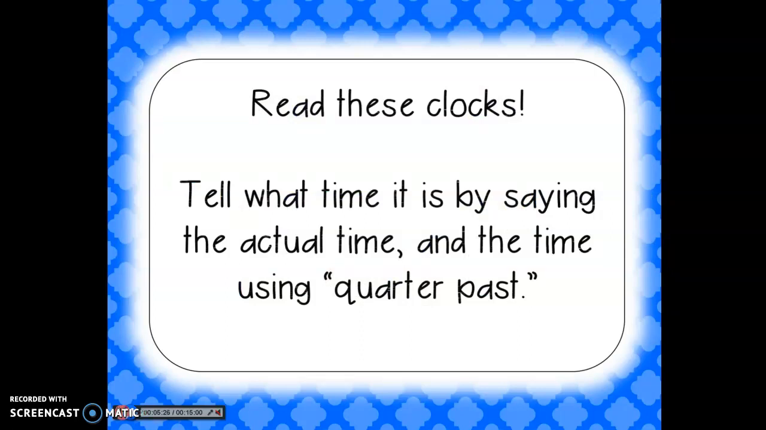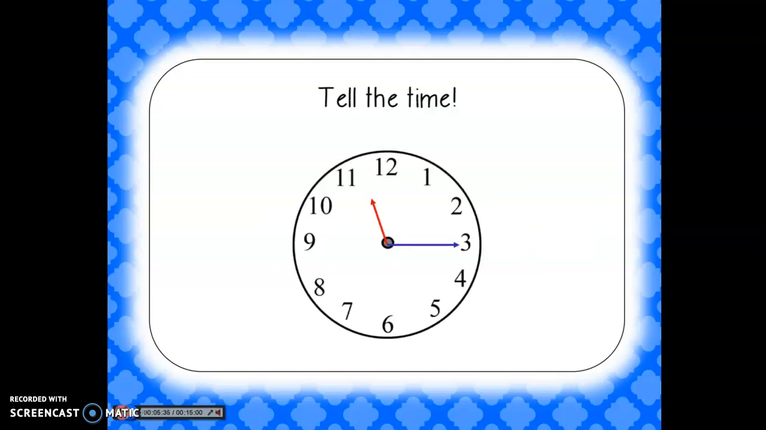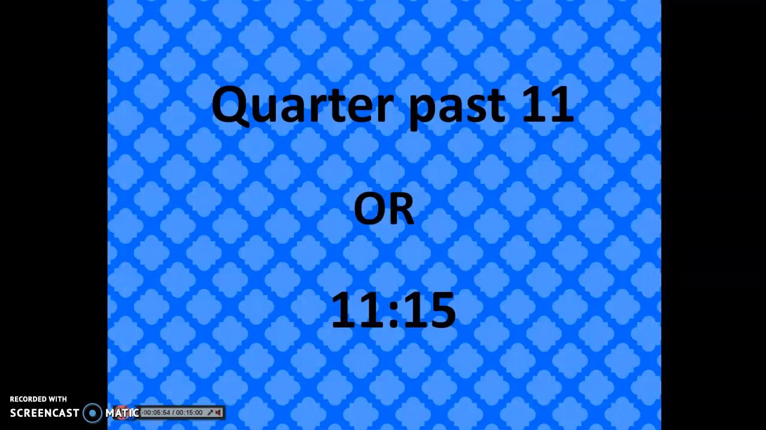Tell what time it is by saying the actual time and the time using quarter past. Let's practice. What time is this? Well, let's look at the minute hand right at the 3. We know that means it's 15 minutes past. And take a look at the hour hand. It's slightly past the 11. It's not at 12 yet, so we would say this is quarter past 11 or 11:15.